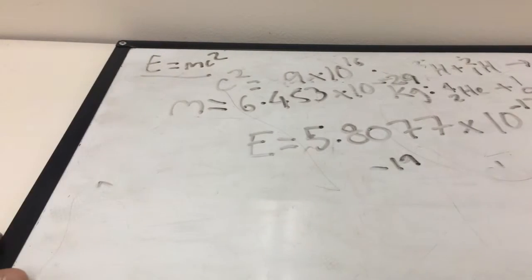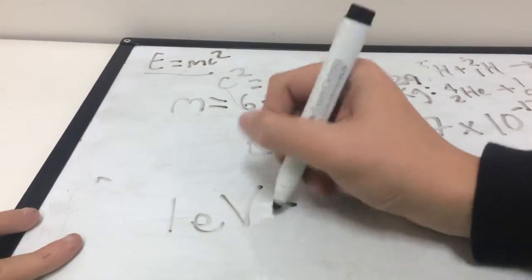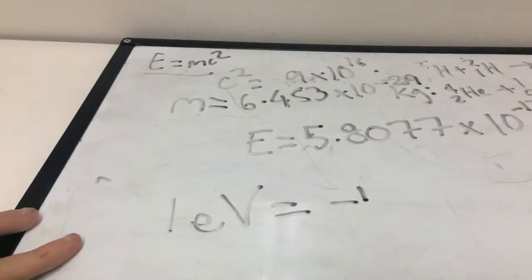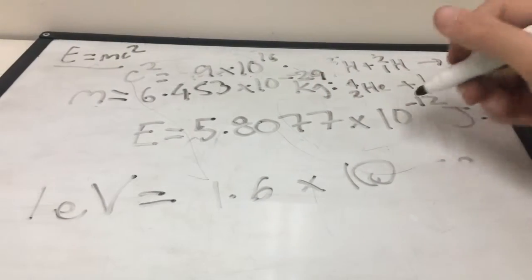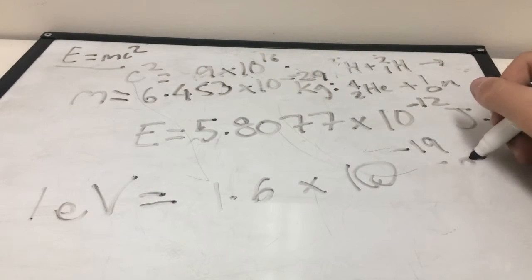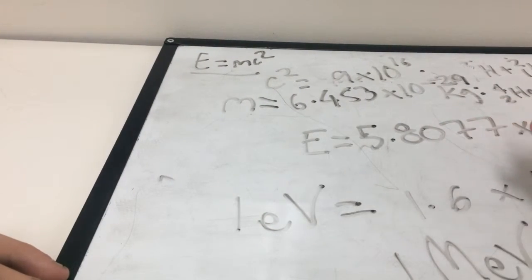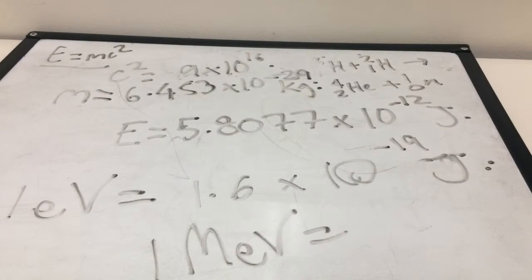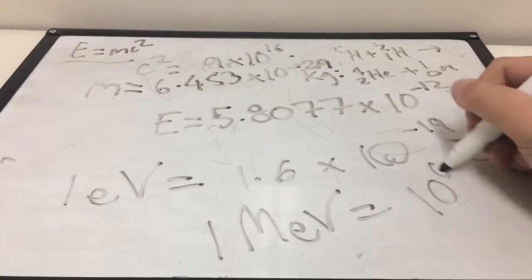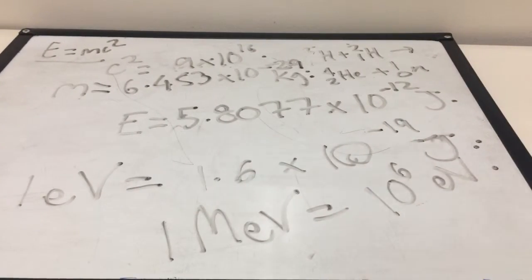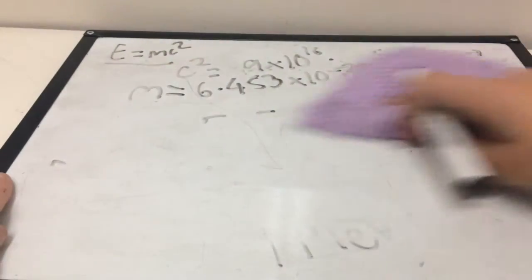Okay, we now got our energy. Now there's 2 units, so I wrote this at the beginning, but I'm going to write it again. 1 electron volt equals 1.6 times 10 to the negative 19 joules, and then 1 MeV, I believe it means mega or million electron volt. I actually don't know, and I'm really sorry, I should know that if I'm teaching you guys. It equals a million electron volts. There you go.